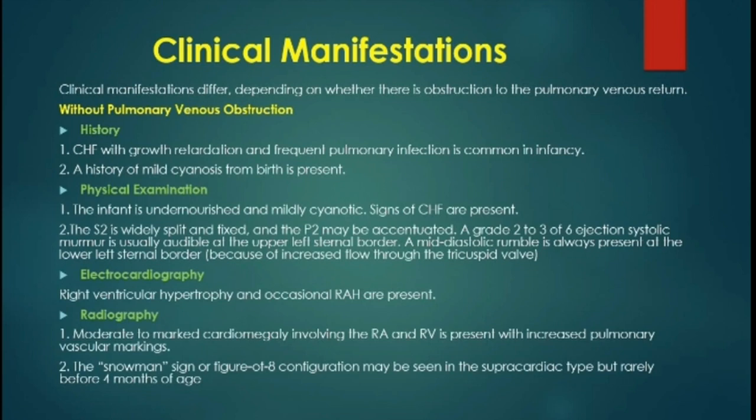ECG presents with right ventricular hypertrophy and occasionally right atrial hypertrophy. Chest X-ray may reveal moderate to marked cardiomegaly involving the right atrium and right ventricle with increased pulmonary vascular markings. There may be the snowman sign or the figure of 8 configuration, which may be seen in cases with supracardiac type.